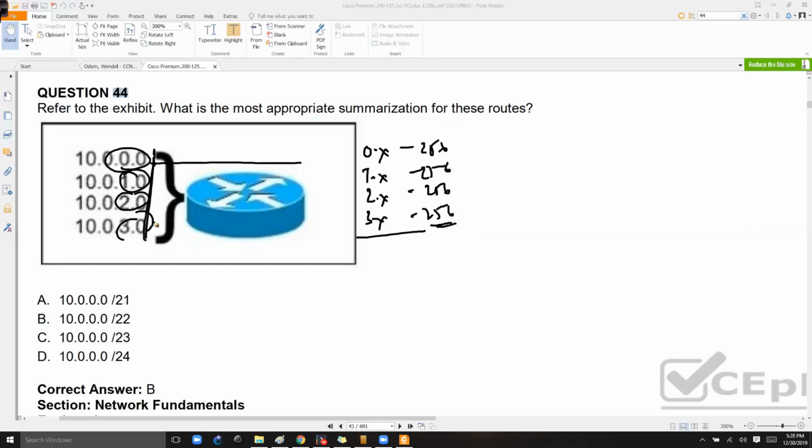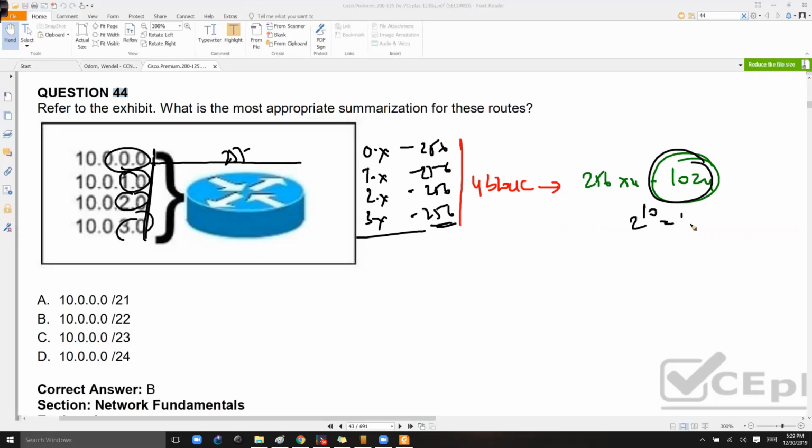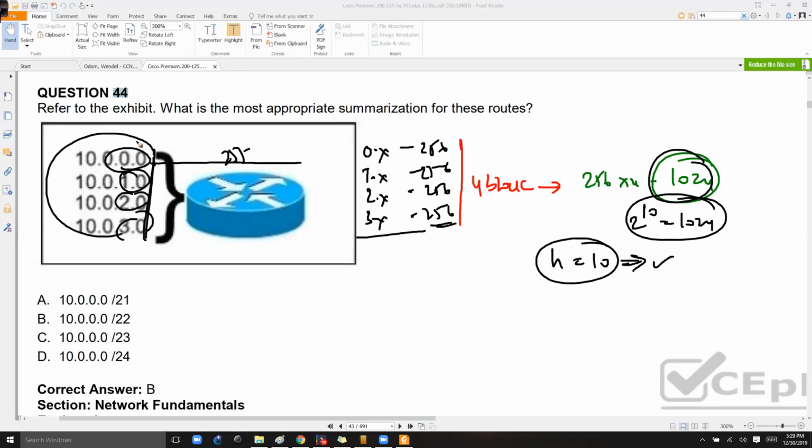Because he says specifically this network IDs means the broadcast IDs will be on 255 here. So we get 4 blocks of addresses. 4 blocks means 256 into 4, so 1024 addresses. So as per our subnetting calculation, 2 power 10 will be 1024, which means if I use host bits 10, that will be the range which combines these 4 subnets.